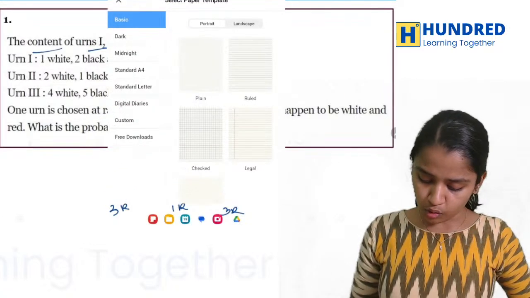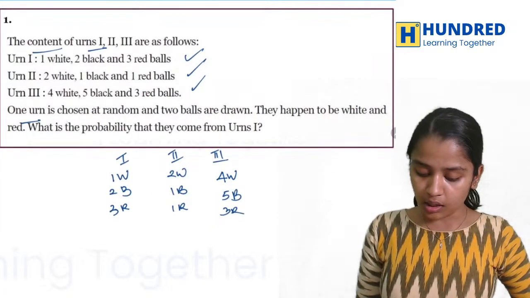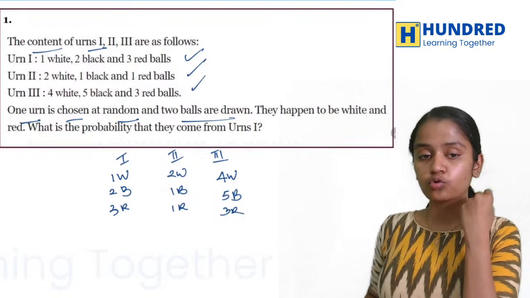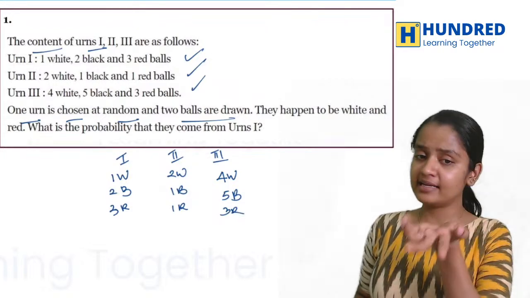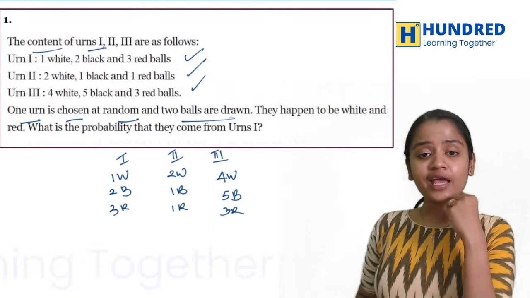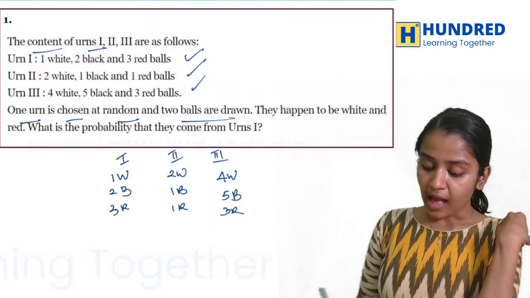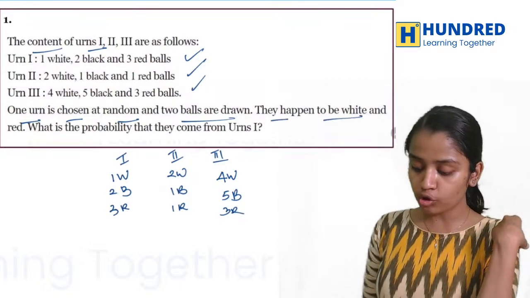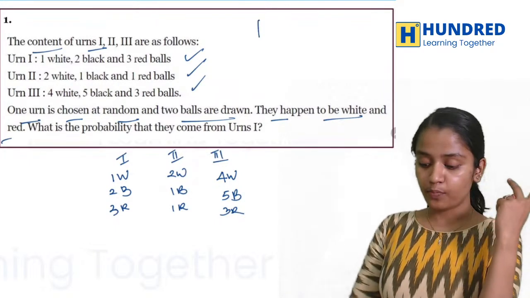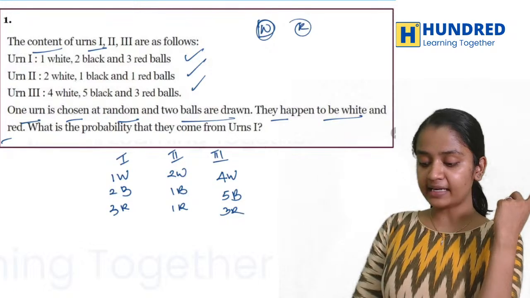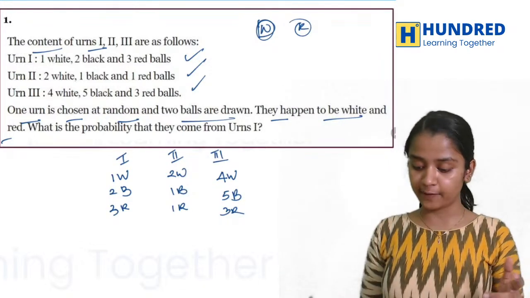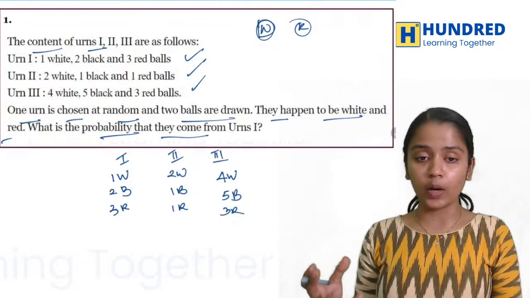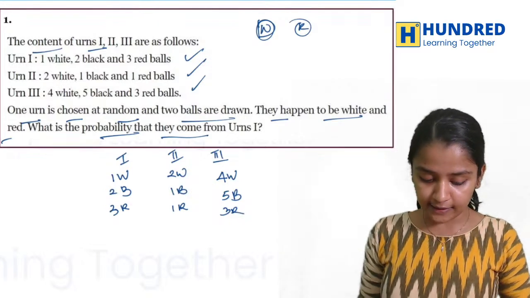Okay, now what happens: one urn is chosen at random and 2 balls are chosen from it. They can choose the first, the second or the third; one of these three is chosen, and two balls are taken from it. Suppose they happen to be white and red. What is the probability that they come from urn 1?